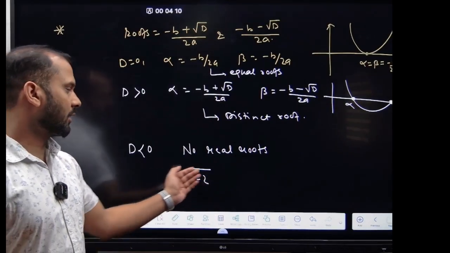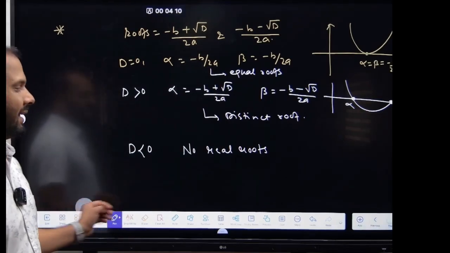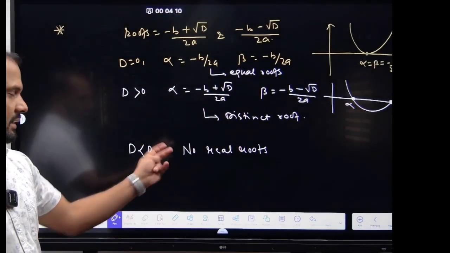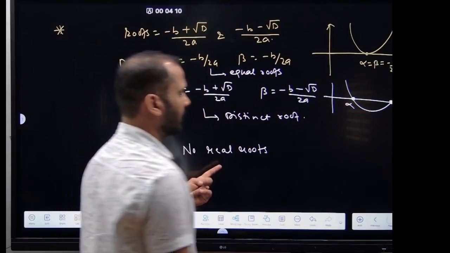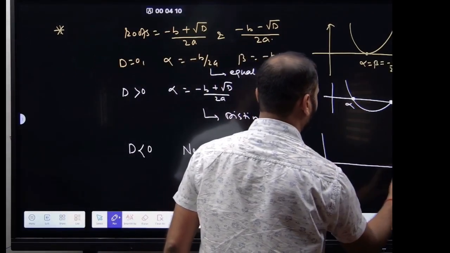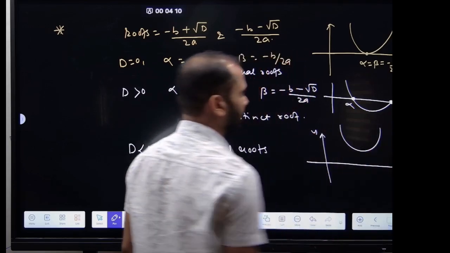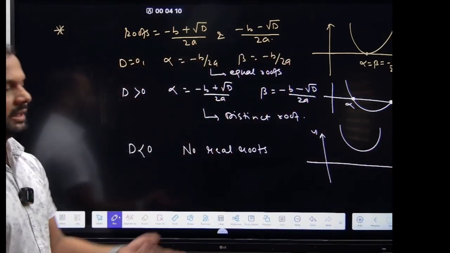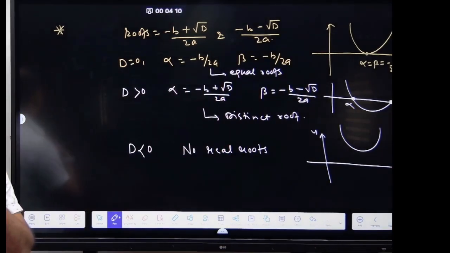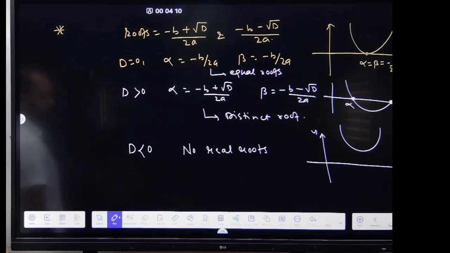Since roots are not there, what does this mean? No real solution is there. It doesn't mean that no roots exist at all. Definitely the graph of this will be like this. It won't intersect the x-axis. The graph will be like this. This curve will not intersect the x-axis. I hope you are getting it. Yes or no? Copy fast.